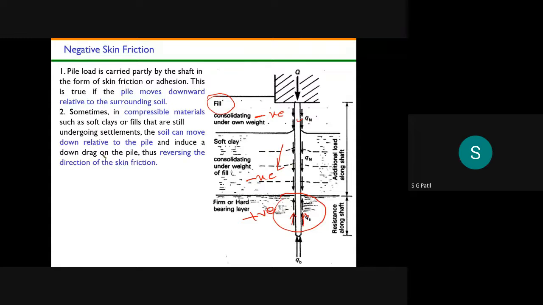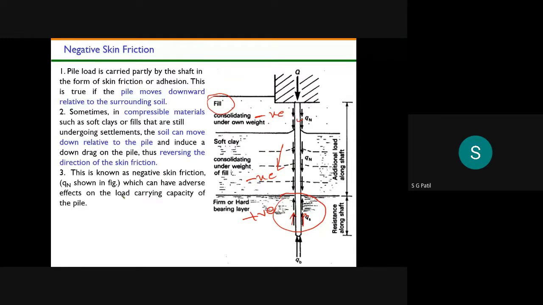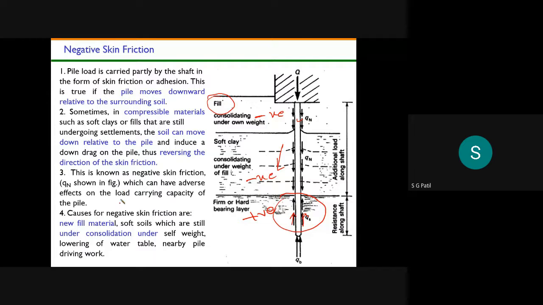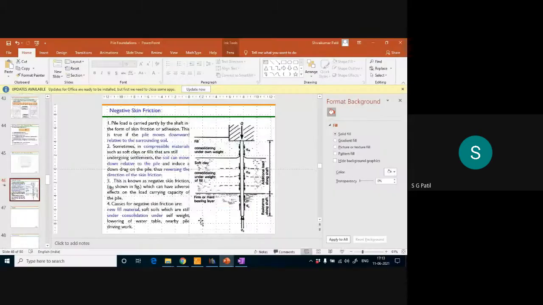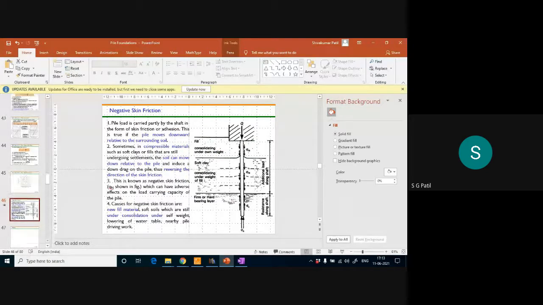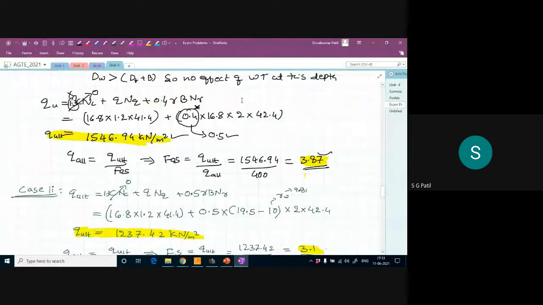Okay, so that's what I explained in these bullet points. You can go through all the bullet points. Essentially, the same thing I summarized just now. So with this background we will solve some problems. Let us go to the problem section.